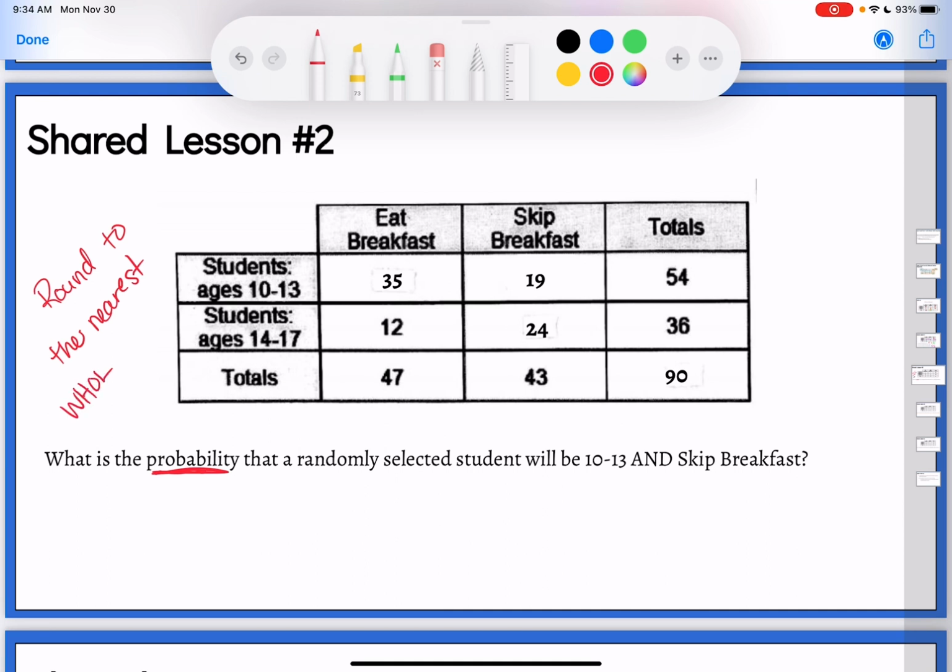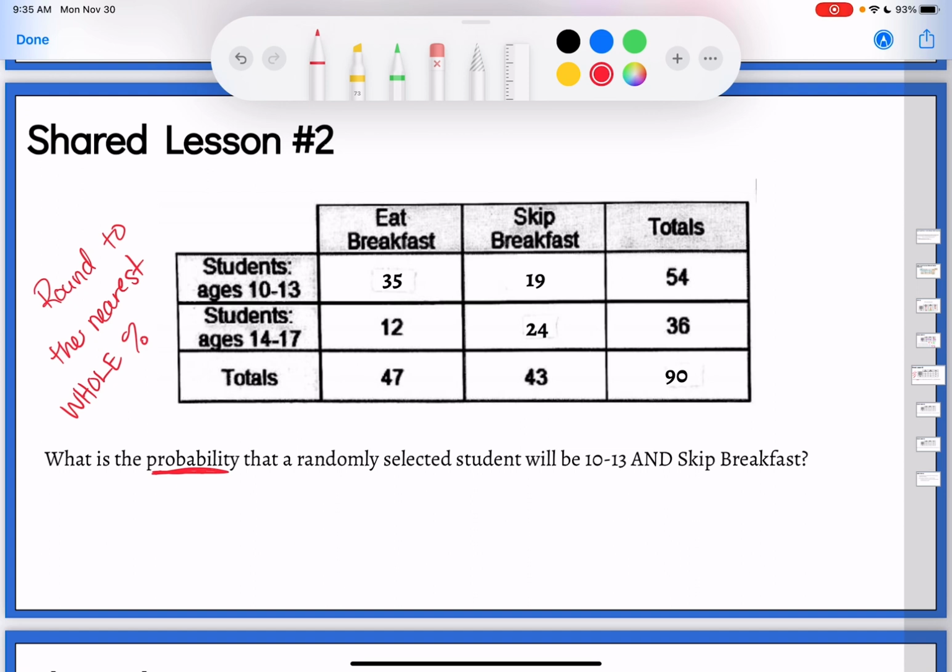whole percent. I'll show you what that means, but that's going to be for all of our problems today. We're going to round to the nearest whole percent. They'll usually have to tell you that, so be careful. Sometimes they want tenths, whatever, but we'll go whole percent here.